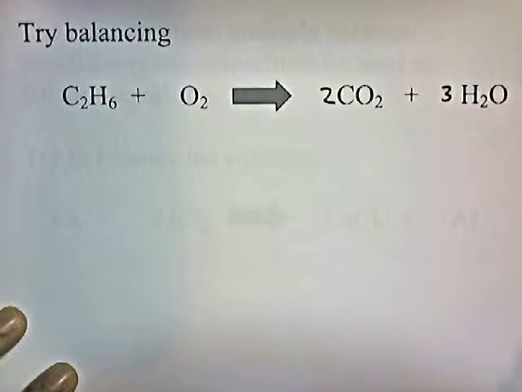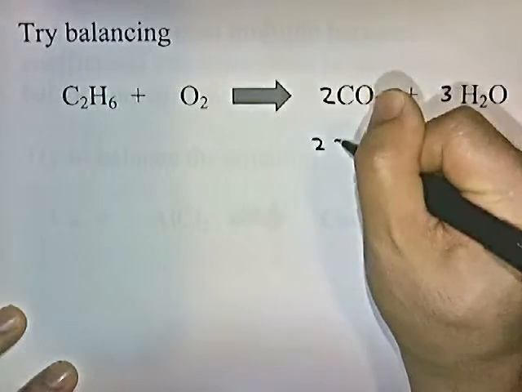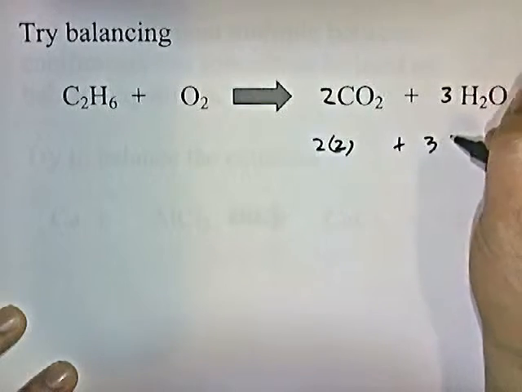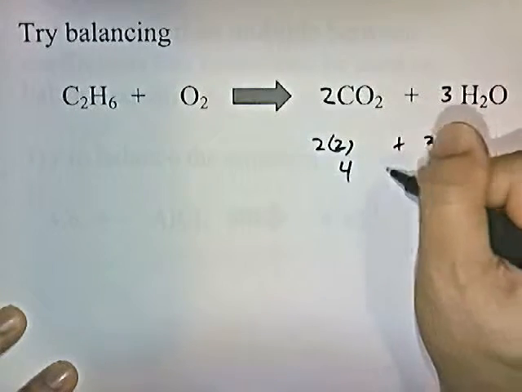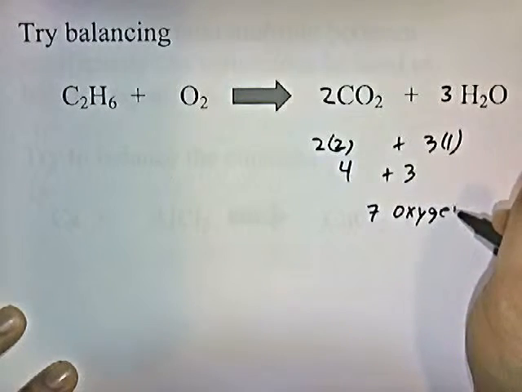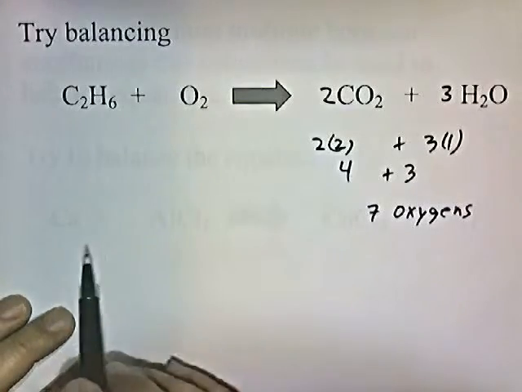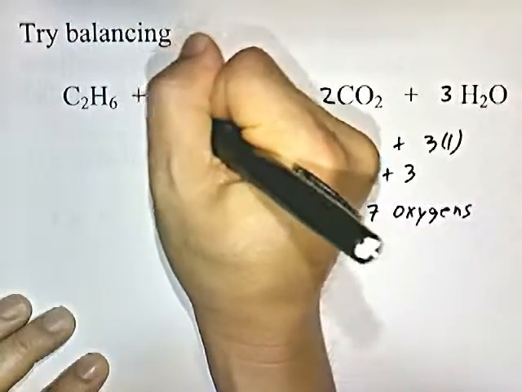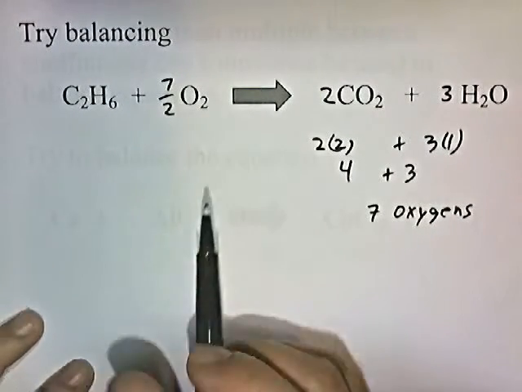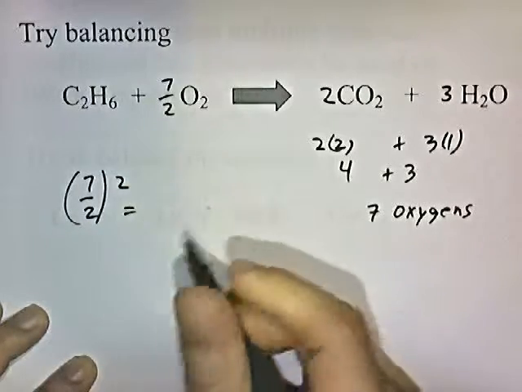The right side has 7 oxygens. 2 times 2 plus 3 times 1. That's going to give me 4 plus 3. That's going to give me 7 oxygens. All right. So how can I balance the oxygens on this side? Well, if I put 7/2 right there, that will give me 7 oxygens on this side, because 7/2 times 2 gives me 7.